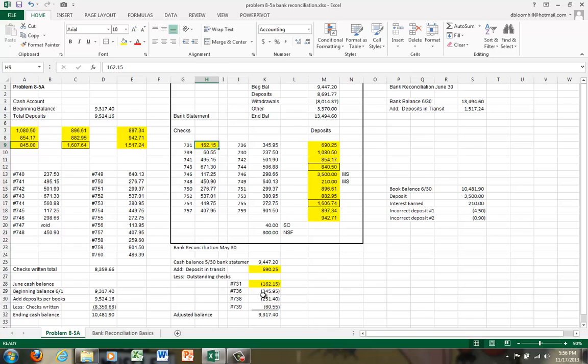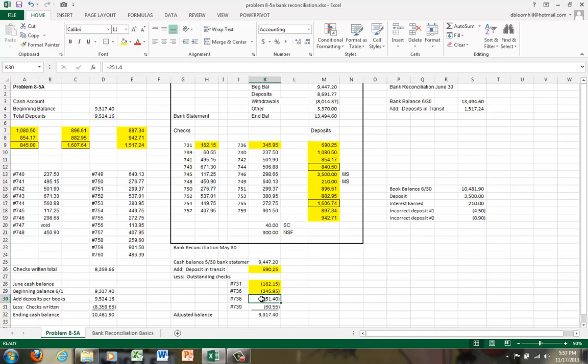The next open one is 736 for 345.95, matches 736, 345.95. So we showed it in May, bank showed it in June, both of us show it. Very nice. The next one we have is check number 738. We see here that these checks on the bank statement are in numerical order. Check number 738 has not settled, so that is still an outstanding check. That is going to be subtracted from the bank balance because we've already subtracted it and the bank is going to have to pay it soon. It is a good check. We want to make sure that that's subtracted.